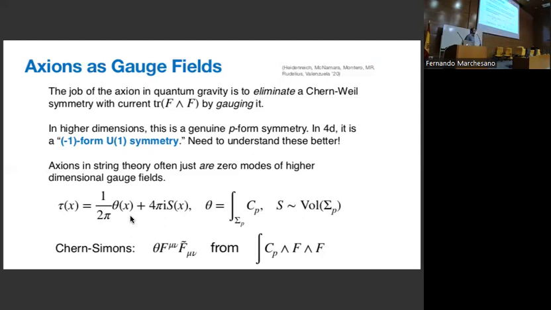I think quantum gravity really doesn't like these -1 form symmetries, and axions are doing the job of getting rid of them. And in fact, axions often come from higher dimensional gauge fields integrated over some cycle. So they really are coming from a gauge field that's gauging a symmetry. And the axion coupling to gauge fields comes from higher dimensional Chern-Simons terms in lots of the examples we know.